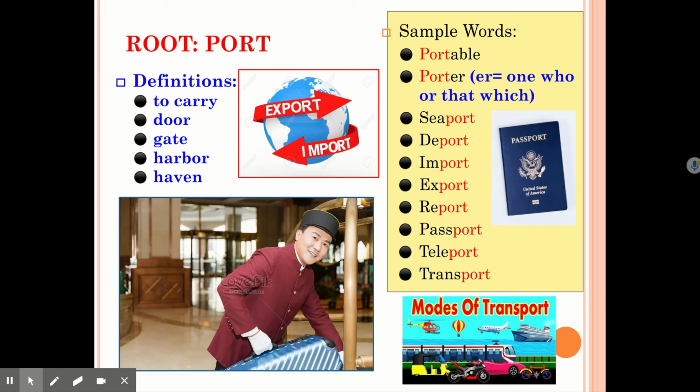Okay. Then we have seaport, which is a port or harbor town used by seagoing vessels. Then we have deport, which means to make someone leave a country and return to the country they came from. Then we have import and export. Here's a picture of that.